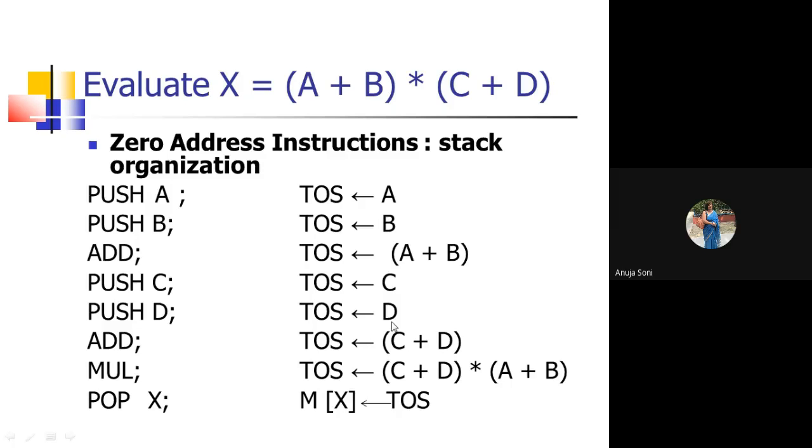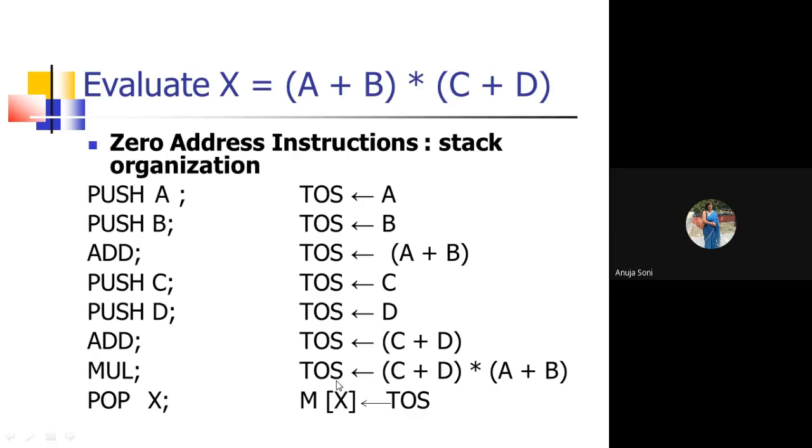Now only two elements are left in the stack. One is A plus B, earlier stored in the stack, and afterwards C plus D was pushed in the stack. Now the two topmost elements are A plus B and C plus D. So what multiply will do is multiply these two topmost elements of the stack, and that ultimately will become the top of the stack.